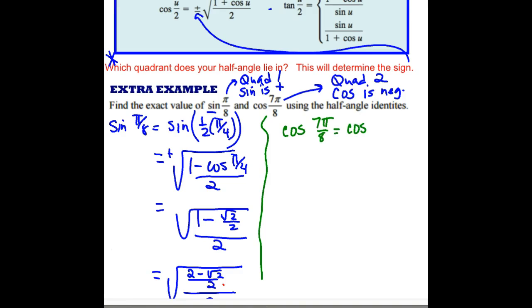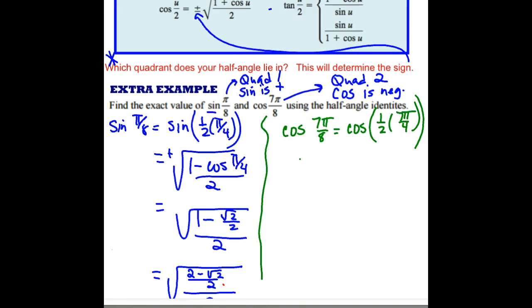So that would be the half of what? 7 pi over 8 is half of... you're making it too hard. 7 pi over 8 is half of 7 pi over 4. Yes, if I multiplied 1/2 to 7 pi over 4, I would get 7 pi over 8. Yes, no?